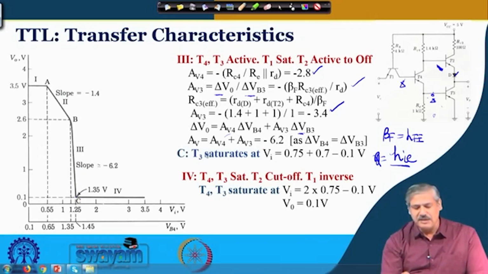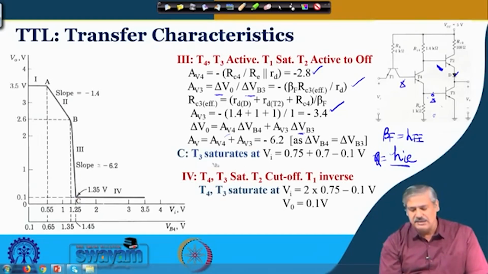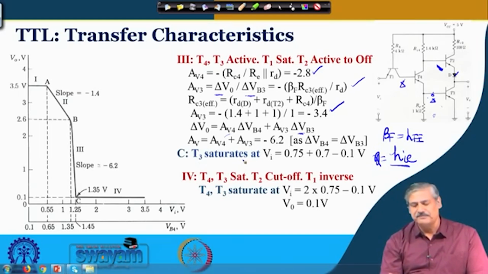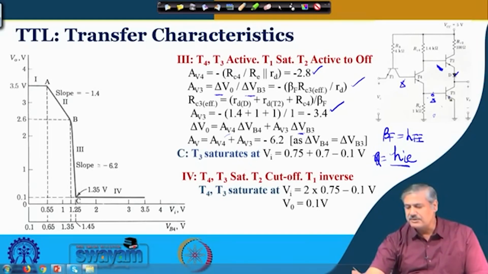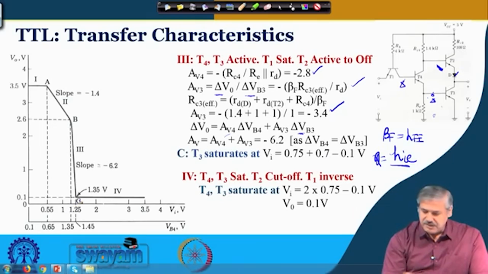So, this is how the third zone occurs, and T3 saturates, this particular transistor saturates, when this reaches a voltage of 0.75 volt. So, this is 0.75 volt, this saturates before T4, 0.75, 0.7, and at the input side minus 0.1, that is the voltage that you will see, which is 1.35 volt over here.